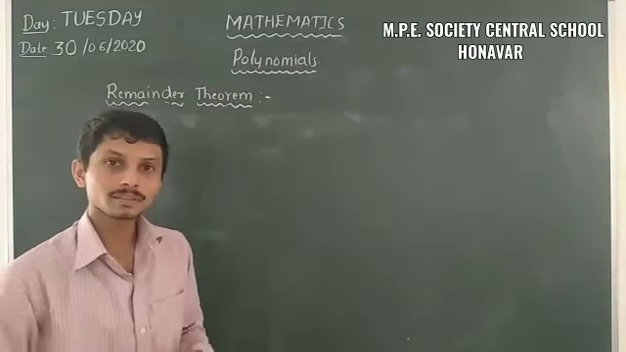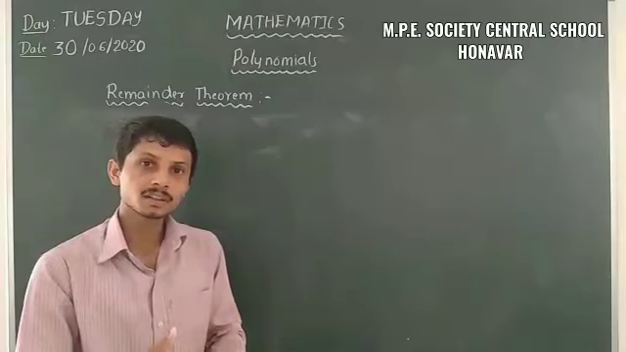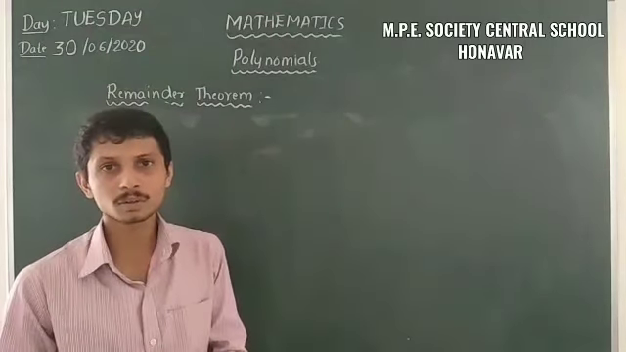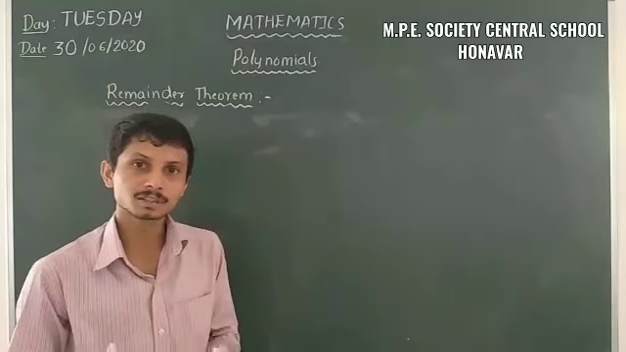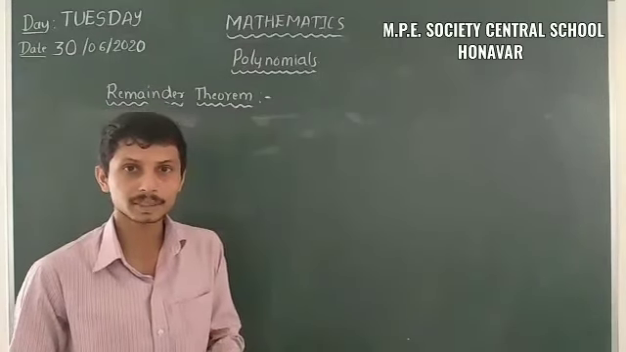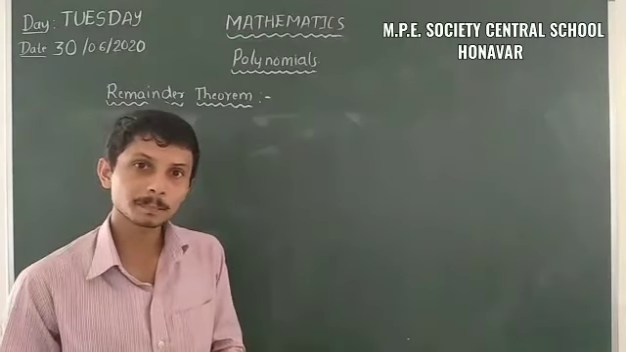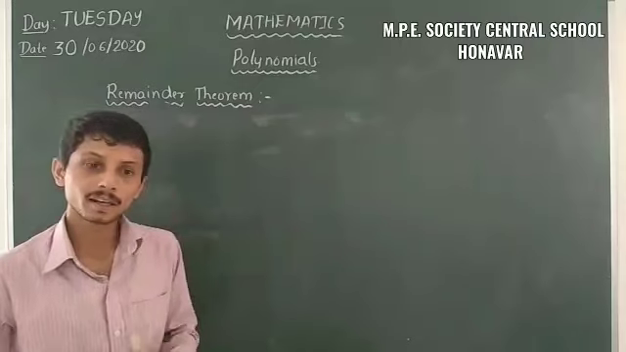So here you know that after division we got the remainder, and after applying the remainder theorem we also got a remainder. Both the remainders are the same. So that means the remainder theorem is right. After this we have to take an example, so we go directly to the remainder theorem.